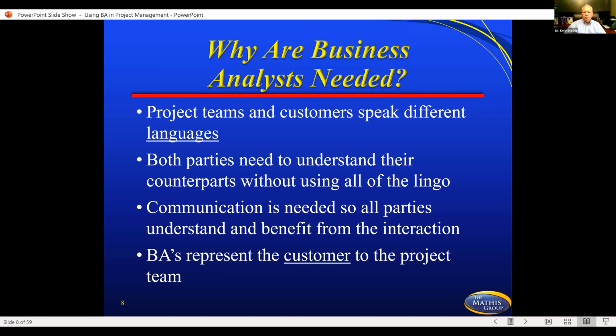And the BA represents the customer to the project team. Now, that doesn't mean that they don't see both sides of it. They do. And a good BA, when doing the analysis, is going to see both sides of the situation, what the team is proposing, what the customer wants. They should see both sides.